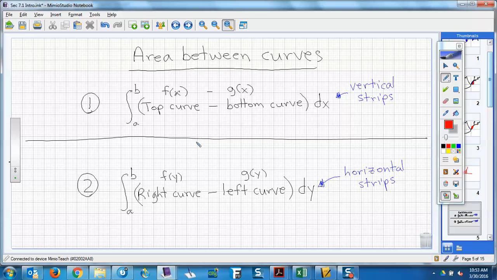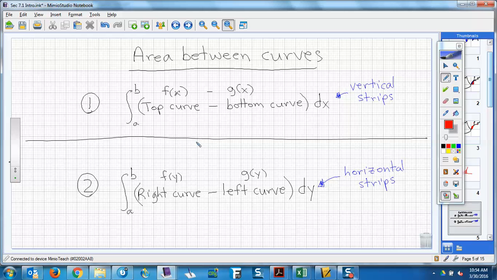Now the bottom one is if we do horizontal strips. Why would we want to do that? Well, you're going to see that in some regions, it's going to be easier if we add up horizontally rather than vertically. So what we want to do there instead, notice it's in terms of y. Notice it says dy there.